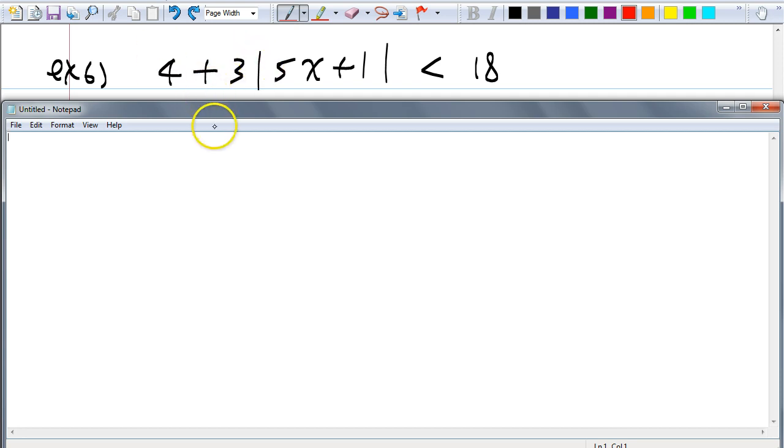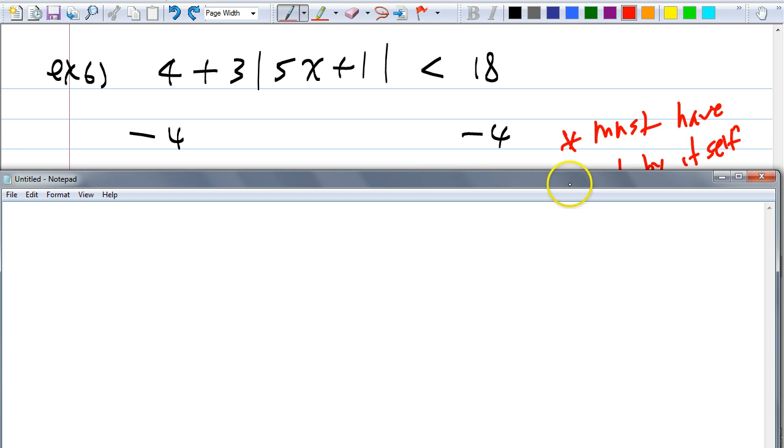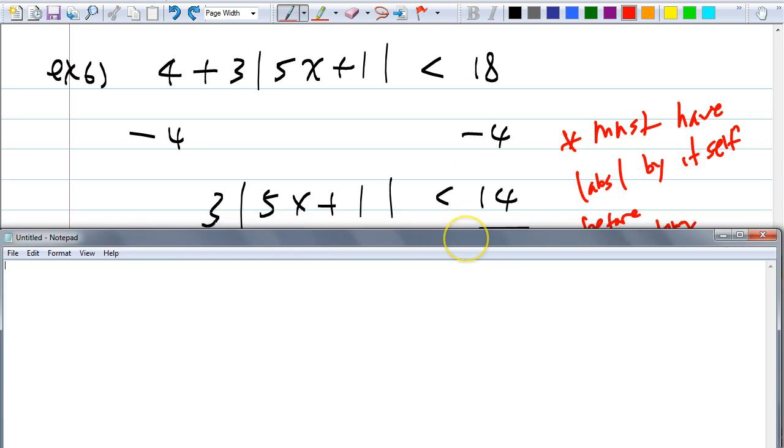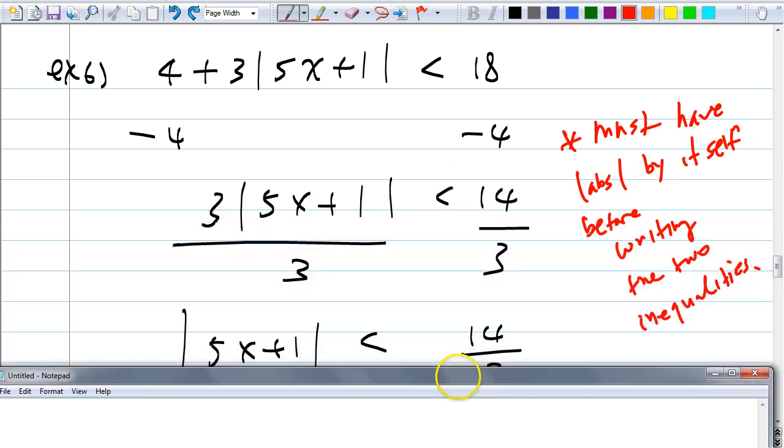Does that make sense? So then how do we get the absolute value by itself? Kobe? Yeah, you need to subtract 4 from both sides first. Okay. So to get the absolute value by itself, don't add this first, even though it looks really nice to do it. And then you have to, of course, divide both sides by 3, and you get this.